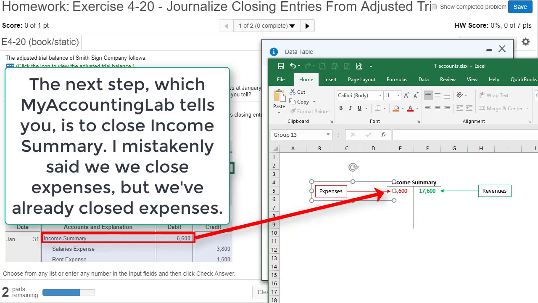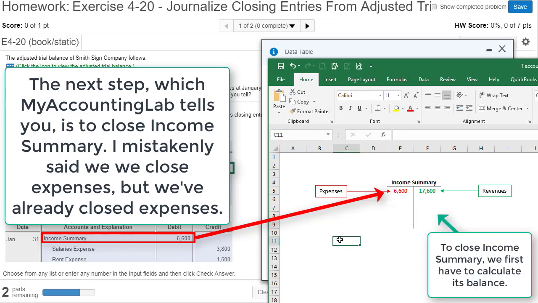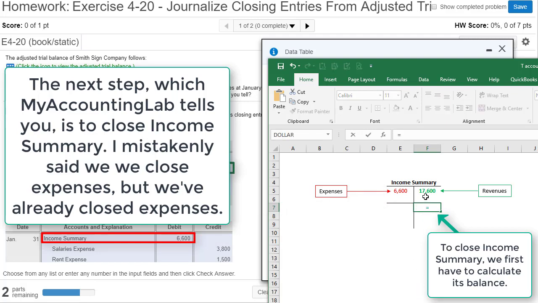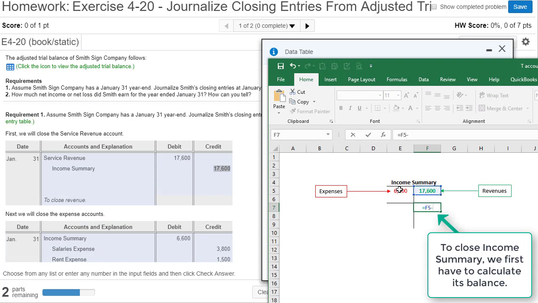So getting back to our instructions, it says we need to close the expense account. So to close it, we have to know what the balance is. So to do the balance, we just need to take 17,600, the larger number, and subtract the smaller. And since I'm in Excel, I'll just do a formula to do that for us. Equals this minus this. Voila. So we've got $11,000. So what does that $11,000 represent, by the way?